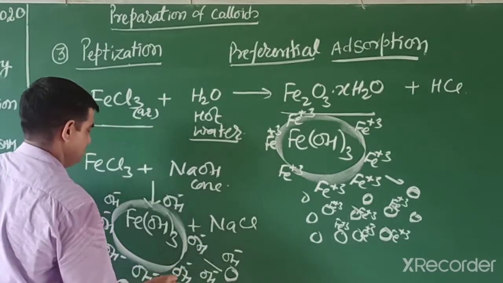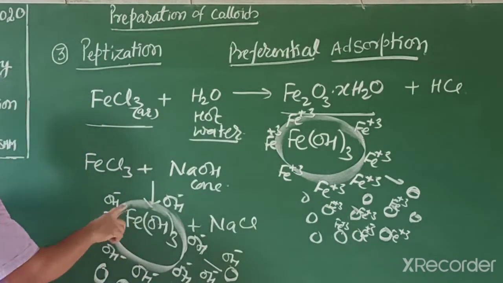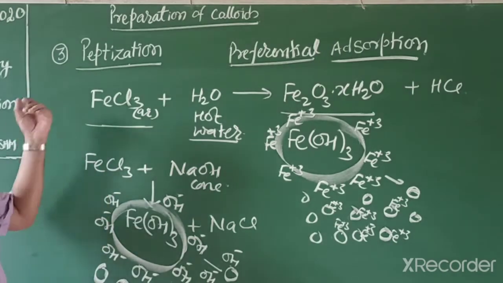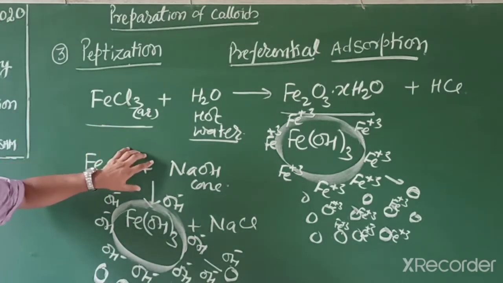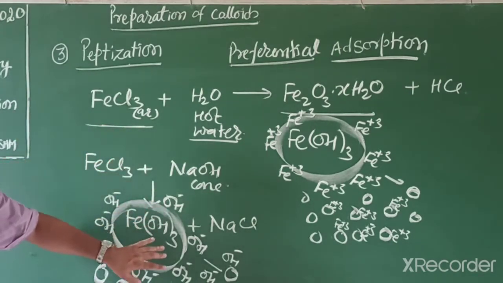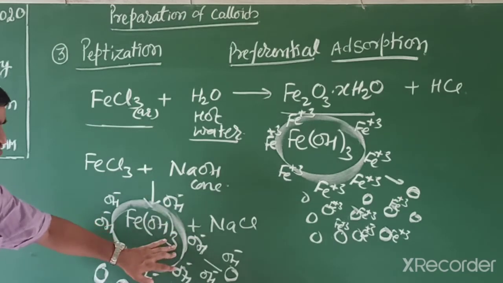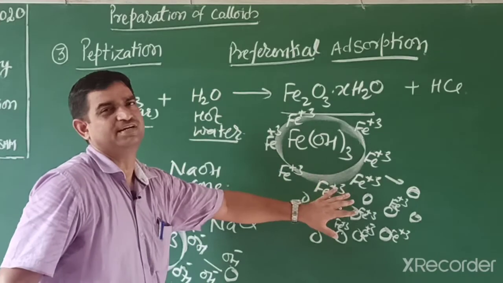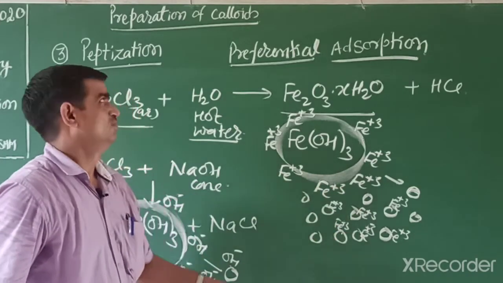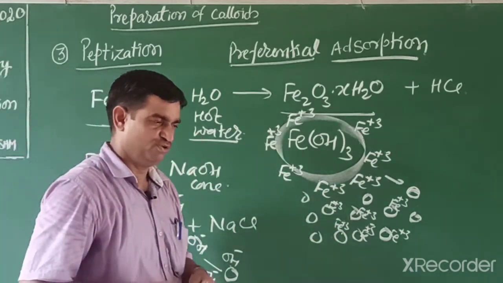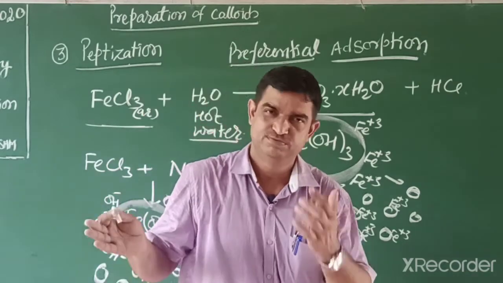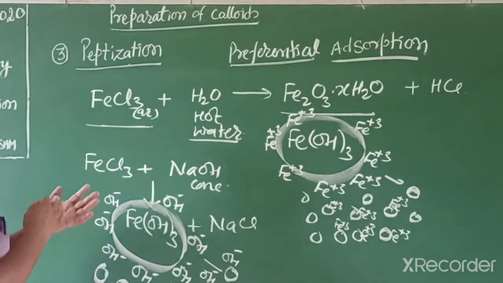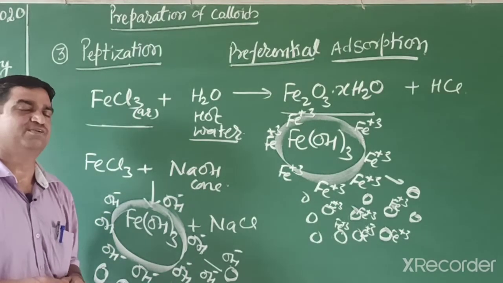In this way, students, this depends on preferential adsorption. If you mix sodium hydroxide and ferric chloride, then the negatively charged hydroxide ion is adsorbed. But if you mix hot water, then it adsorbs the ferric ion, so it is a positive sol. So this process is known as preferential adsorption. We get the charge on any colloidal particle. By these methods, we can prepare colloids.